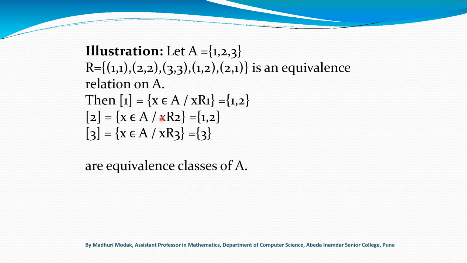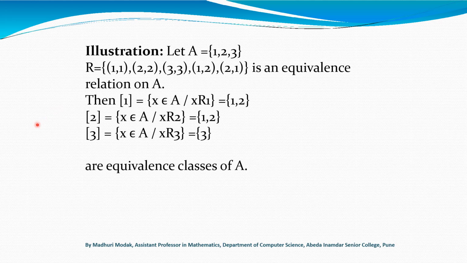Now see this example. Let A equal {1, 2, 3}, and R equal {(1,1), (2,2), (3,3), (1,2), (2,1)}. This is an equivalence relation on A. Now for every element of A, we decide the equivalence class. Now the equivalence class of 1, by definition, contains x in A such that x is related to 1. By observing the pairs, 1 is related to 1 and 2 is related to 1. So the elements 1 and 2 from A are related to 1. So what is the equivalence class of 1?